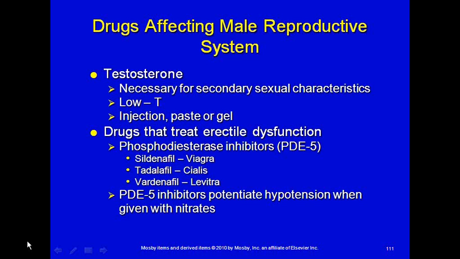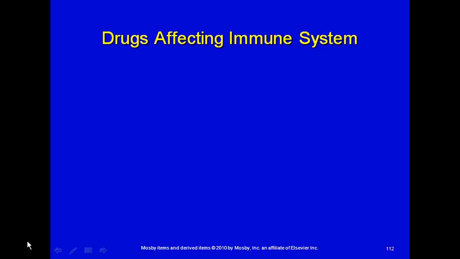The issue with phosphodiesterase inhibitors is that they potentiate hypotension when given with nitrates. So if you've got a patient that you're about to give nitroglycerin to for chest discomfort, you need to make sure and ask them, have you had a drug for erectile dysfunction in the last 48 hours? Because if they had, I would be really cautious administering nitroglycerin.